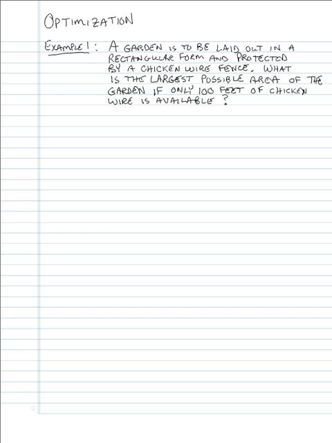Now, not always will we be able to stick with that plan, because sometimes we do not have a closed interval, or sometimes we do not have a continuous function. But overall, that's what we're going to try to accomplish. So here we go. Let's look at this very first problem. A garden is to be laid out in a rectangular form and protected by a chicken wire fence. What is the largest possible area of the garden if only 100 feet of chicken wire is available?